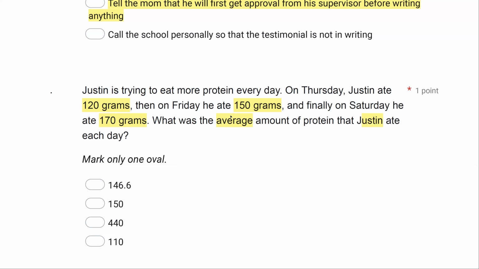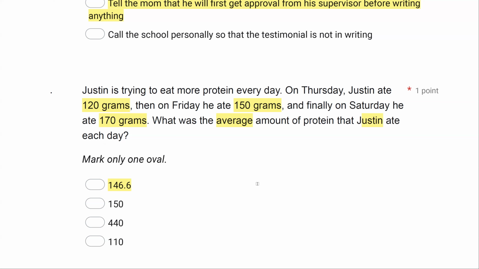We have 3 days. So we're going to add up all of our data, which is 120 plus 150 plus 170, which is going to give us 440, divided by our total number of days. That's going to give us 146.6. And that's our average amount of protein that Justin ate each day.